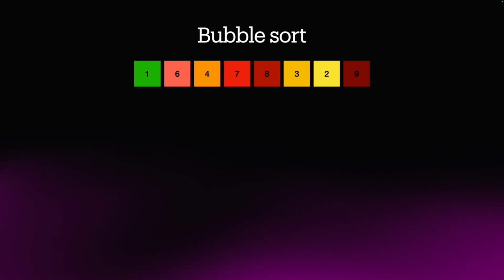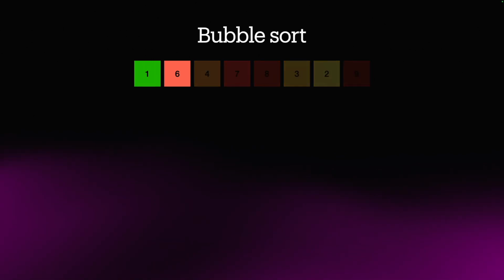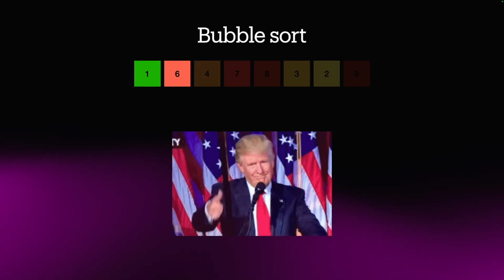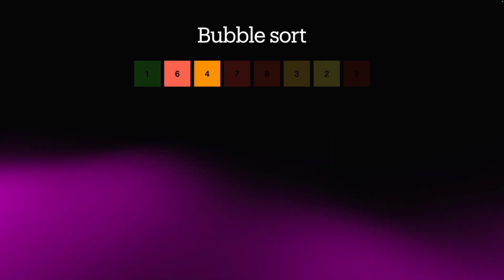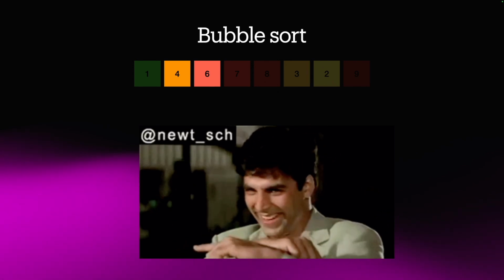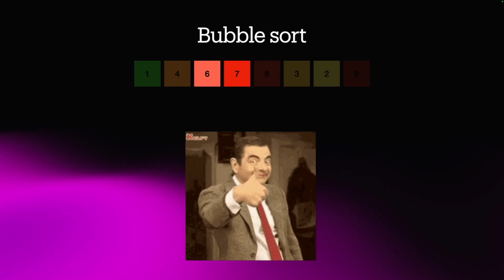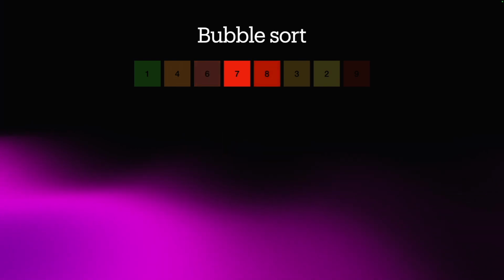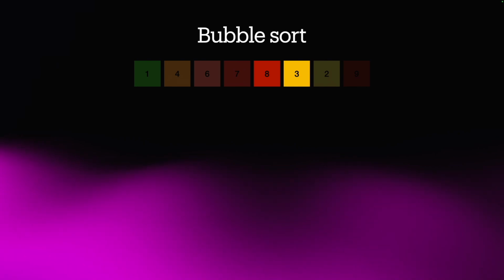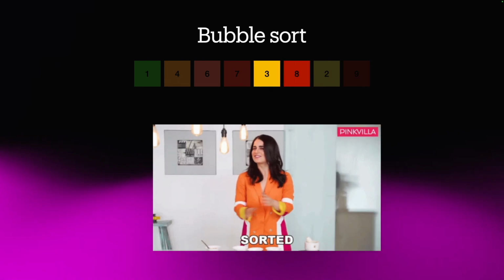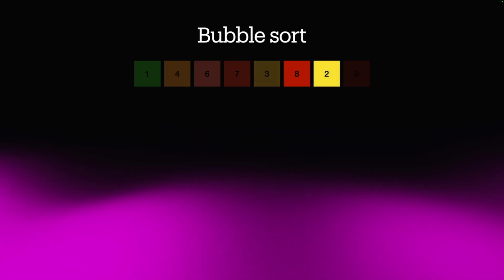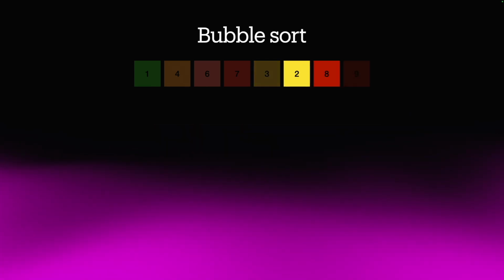So let's go again over the array from the beginning. 1 and 6, that's sorted already. Cool. 6 and 4, quick swap. Beautiful. 6 and 7, sorted. Awesome. 7 and 8, sorted. No swap this time. 8 and 3, quick swap on this one. Quickly, we sort it out. 8 and 2, quick swap, let's go. Finally 8 and 9, that is sorted.